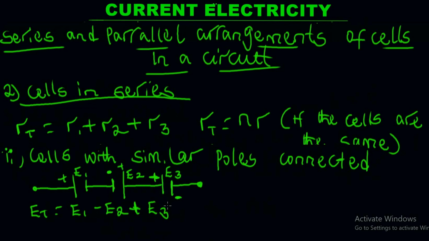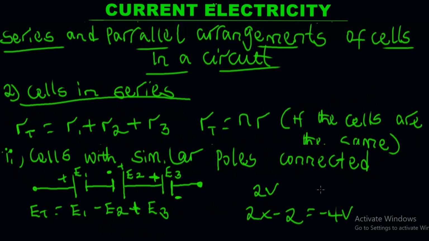Sometimes you might not even be given a diagram like this. You might just be told 4 cells were connected correctly, have an EMF of this. 2 cells having EMF of this were connected wrongly, or with similar poles. So let's say the 2 cells have an EMF of 2 volts. It's very simple. You know already: 2 times what? Minus 2. Because each of those cells will be having a negative charge to their EMF, which will give you minus 4 volts. But we'll get there, don't worry. We'll talk about this. So this is under the series arrangement of cells in a circuit.